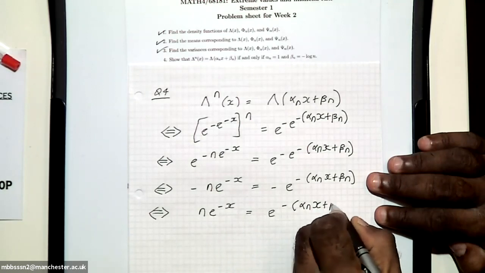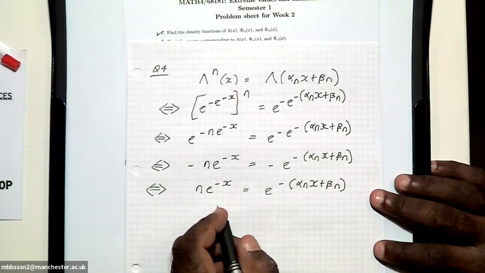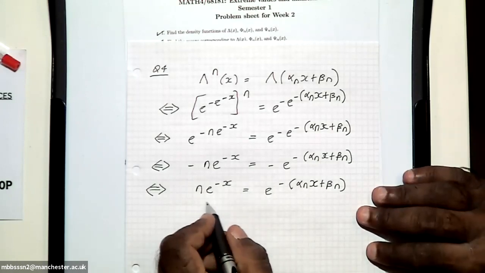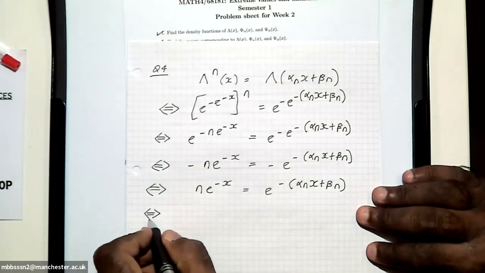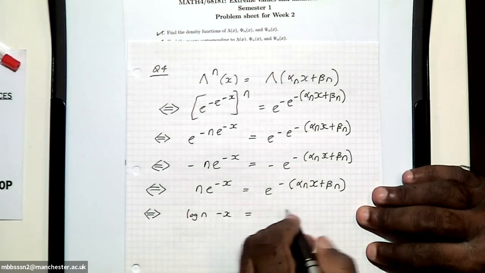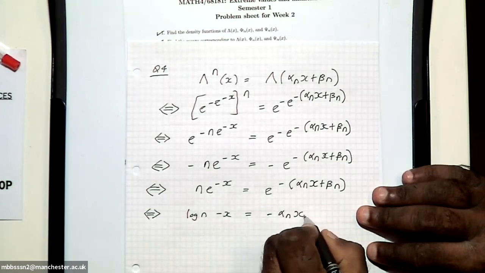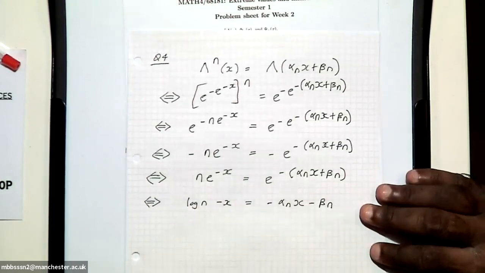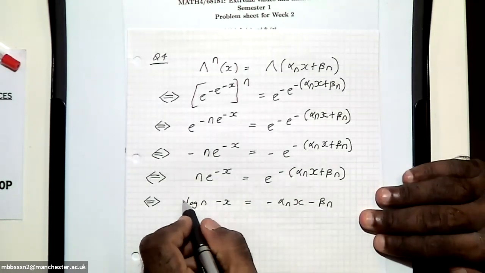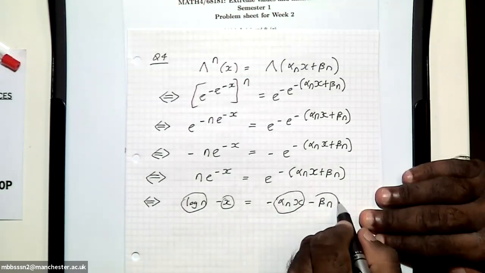Now, the next thing I'm going to do is take the log one more time, on the left and on the right. If I take the log on the left, you get log of n plus the log of this, which is minus x. And the log of the right is minus alpha n x minus beta n. Right? Now, what you need to notice is that this is a constant term, this is a term that involves x, this is a term that involves x, and this is a constant term.